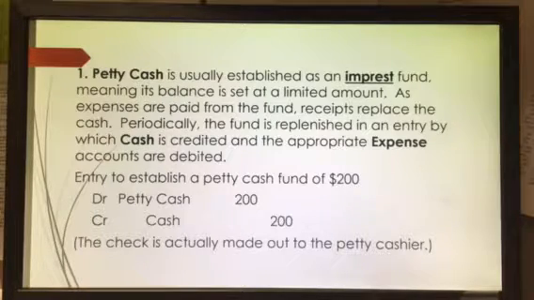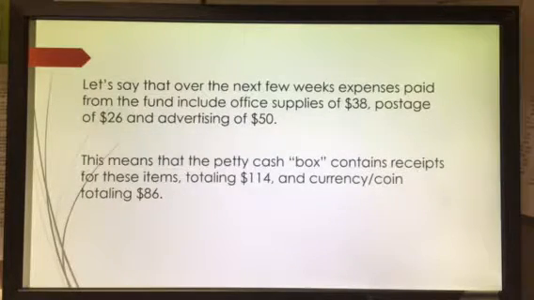Now you actually would have someone, a petty cashier, who is responsible for that money. And so they, as the cashier, would have that money in their possession and would need to be very careful about allowing other people access to it. So we're actually writing a check to the petty cashier for $200. That person then cashes that check and puts it in some safe place, like a small box where they can keep control of it. So the petty cash fund is then established in that way.